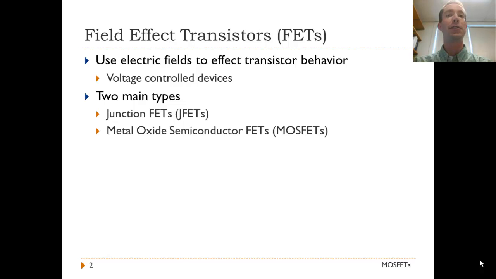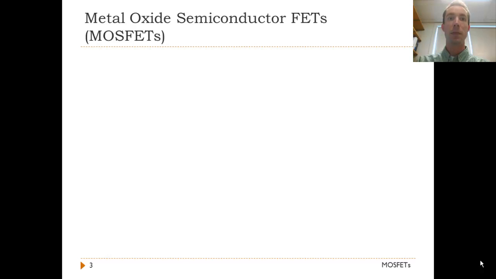There are two main types of field effect transistors: junction FETs, or JFETs, and metal oxide semiconductor FETs, or MOSFETs. JFETs were the first type of FET created, but have now been largely superseded by MOSFETs. MOSFETs are by far the most widely used transistor today. They are easy and cheap to manufacture and can be made extremely small.